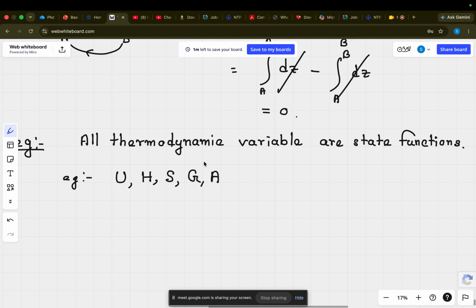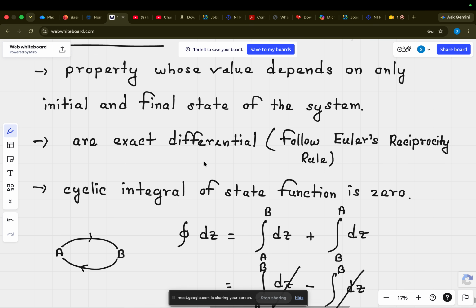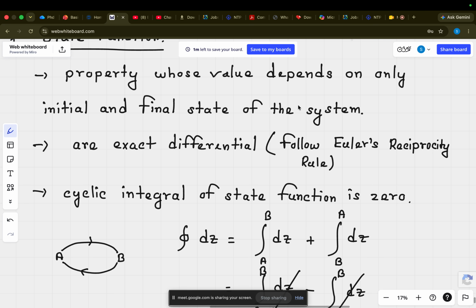And what are the properties of your state function? These three are the properties. They depend only on the initial and final state of the system. They are exact differentials, and the cyclic integral of a state function will always be 0, fine.